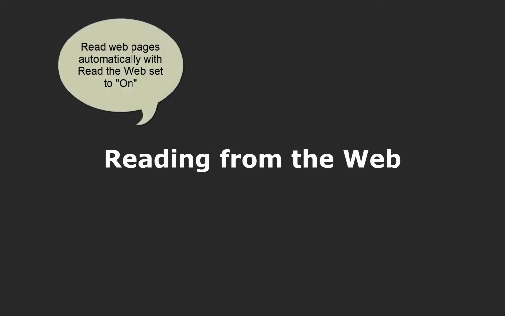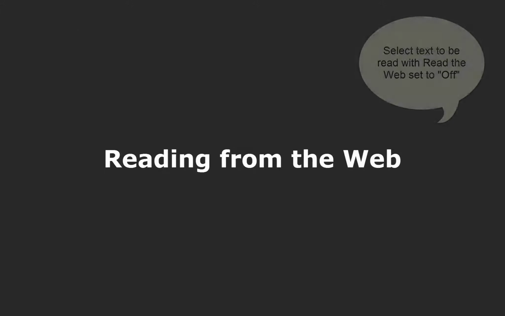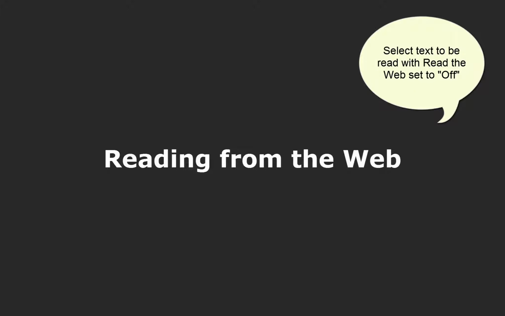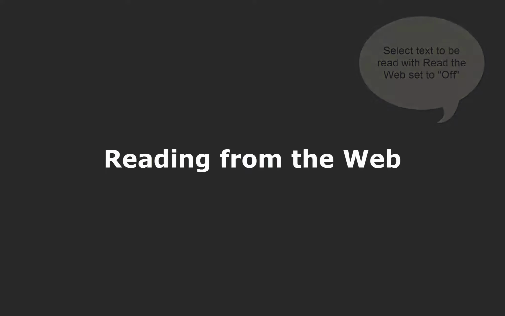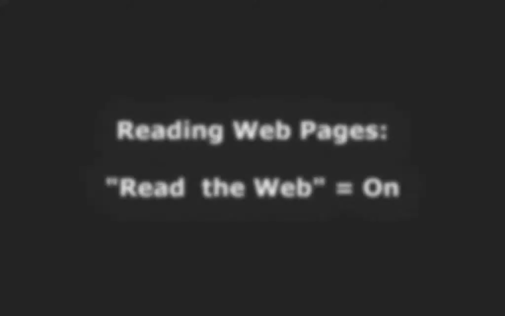There are two different ways you can read web pages. You can have web pages read automatically when you hover over text, or you can select text from the web page that you would like read aloud. The automatic reading setting may be handy, but if you move your cursor around the web page, Read and Write will stop reading what it is currently reading and begin reading where your cursor is. This may or may not be distracting to you.